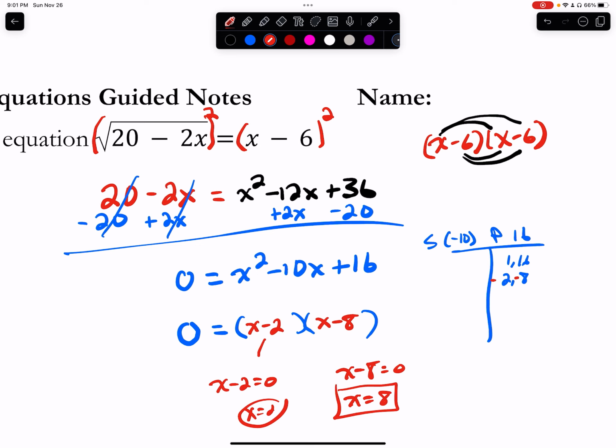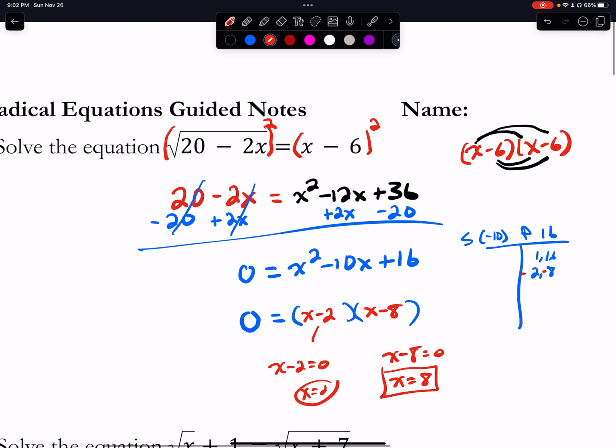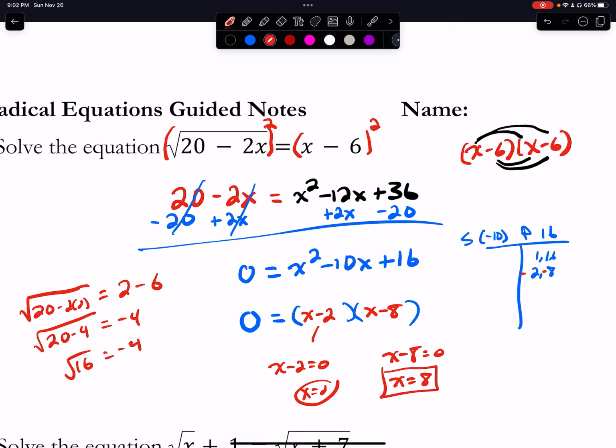Now, the thing with these radicals is you've got to double check to make sure that they work in our original equation. If I substitute 2 back into the original equation, will it work? I've got the square root of 20 minus 2 times 2 is equal to 2 minus 6. Let's check. We've got 20 minus 4, and 2 minus 6 is negative 4, so 20 minus 4 is 16. Is the square root of 16 equal to negative 4? It is not equal to negative 4, so we have to cross off that answer.